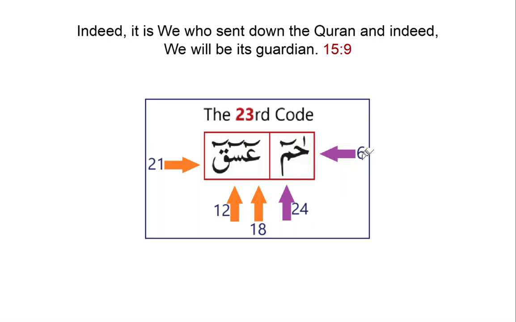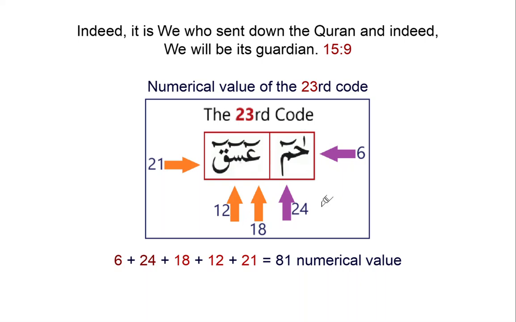And over here, we have given the value of these Arabic letters: 6 here, 24 here, 18 here, 12 here, and 21 for Qaf. And when we add this, they add up to 81, which is the numerical value of the code. And this is exactly what we had when we added the chapter numbers.